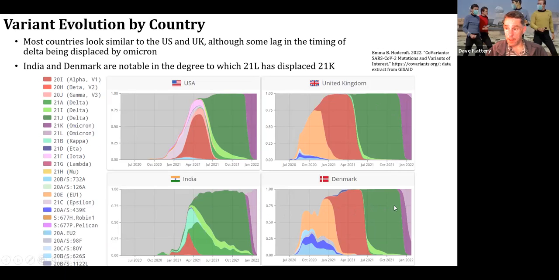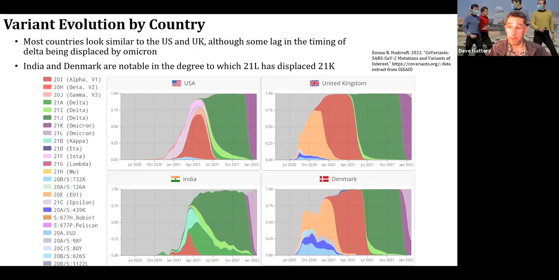I included India and Denmark because they're notable in the degree to which BA.2 or 21L has displaced 21K. That's the lighter purple margins here. You can see a little bit of it. It may be hard to see, but this topmost right-hand corner of the US is light purple, a little bit more in the UK. But Denmark and India are two places where it really has become a significant fraction and where it seems to be displacing 21K.